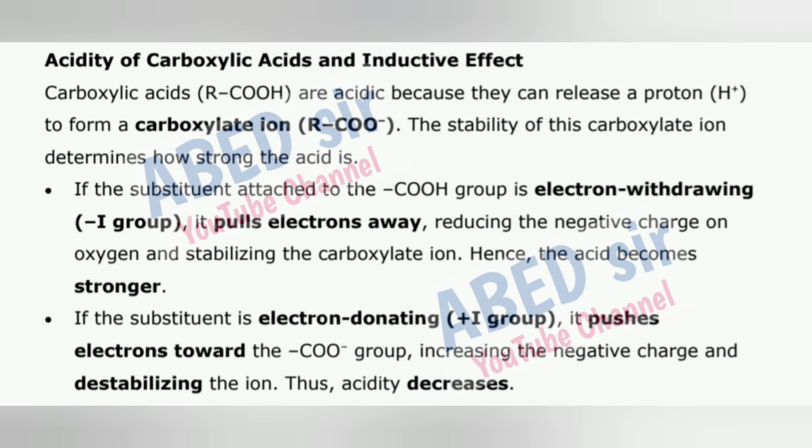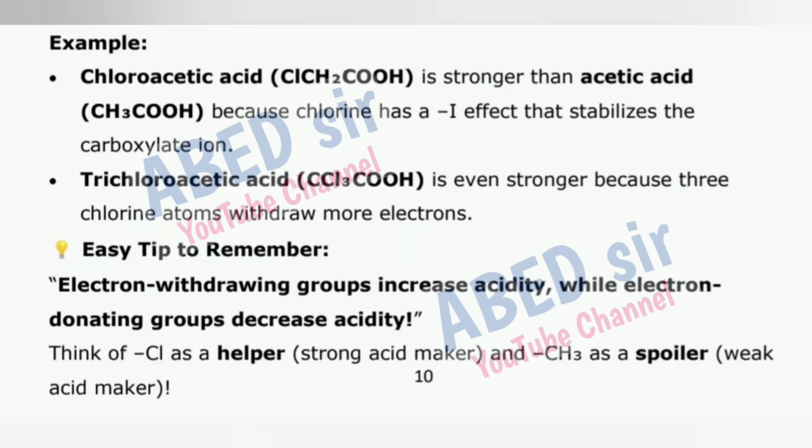If the substituent is electron donating, a +I group, it pushes electrons toward the COO- group, increasing the negative charge and destabilizing the ion. Thus, acidity decreases. Example: chloroacetic acid, ClCH2COOH, is stronger than acetic acid, CH3COOH, because chlorine has a -I effect that stabilizes the carboxylate ion. Trichloroacetic acid, CCl3COOH, is even stronger because 3 chlorine atoms withdraw more electrons.